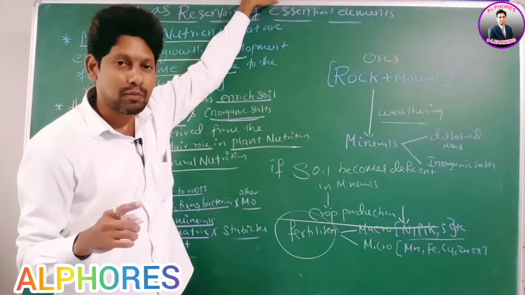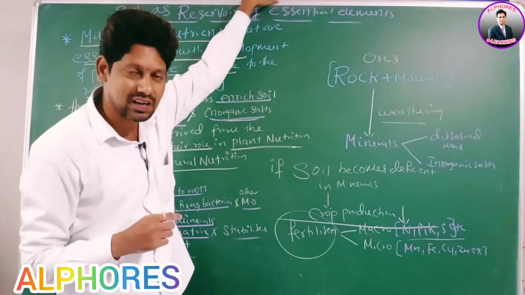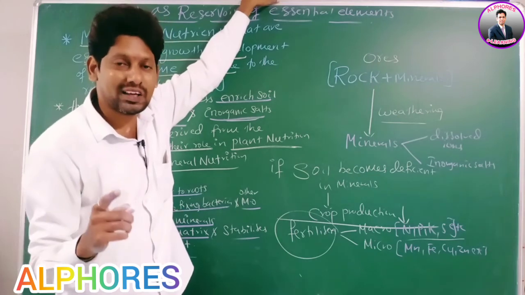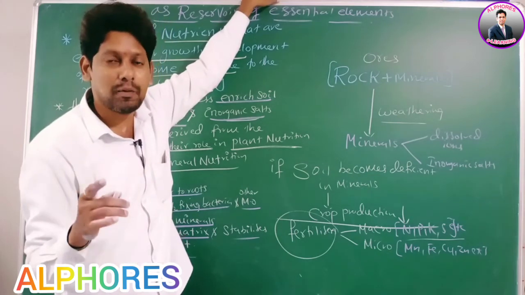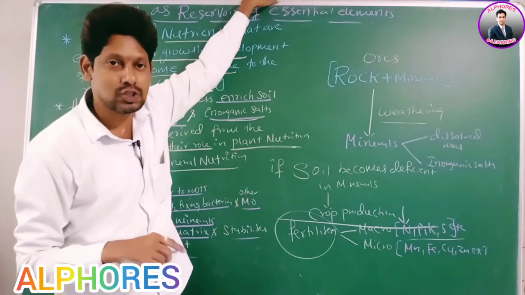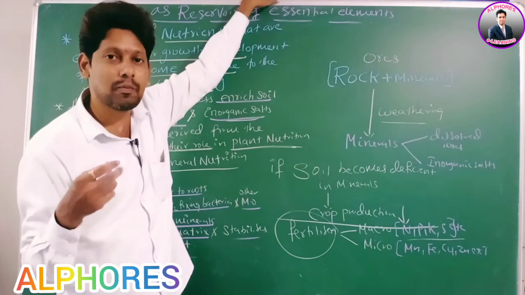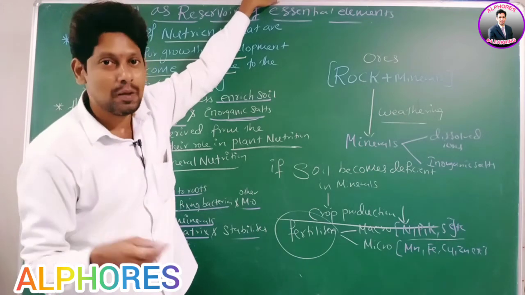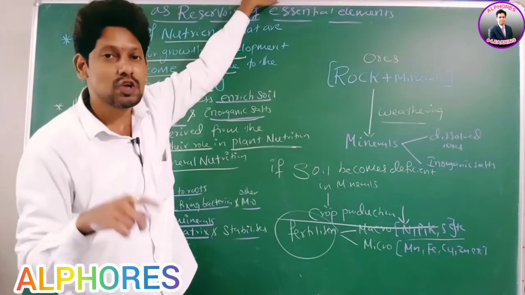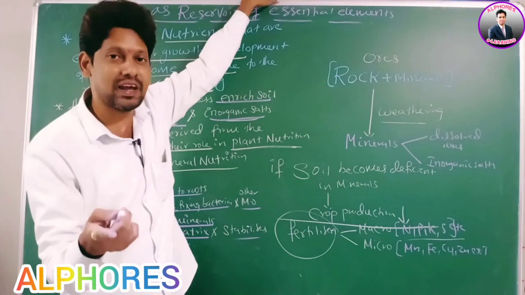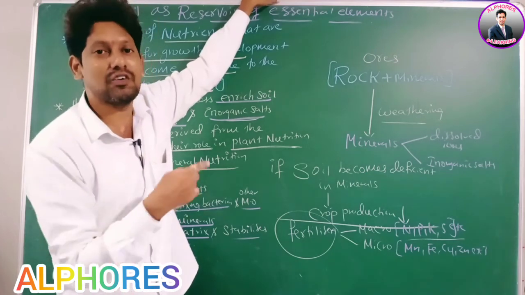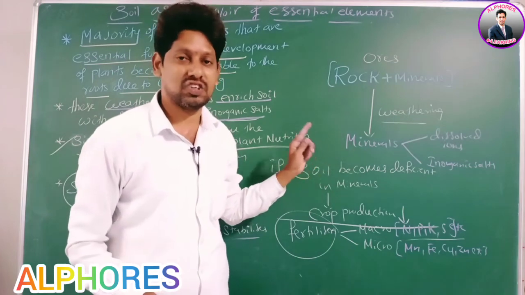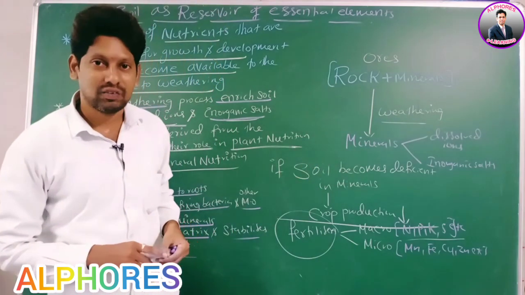Sir, why does a farmer have to supply the fertilizer, sir? Because if soil is deficient in minerals, the production of the plant decreases, crop production decreases. To increase the crop production, sufficient minerals should be supplied to the plant. But soil is deficient in minerals. So the farmer is artificially supplying those deficient minerals in the form of fertilizers, which include both macro and micro essential elements. Okay, right? Thank you.